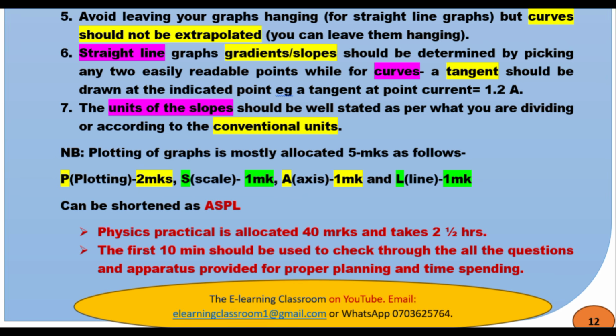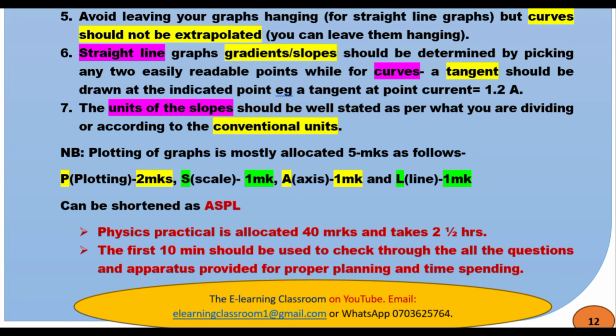For example, if they tell you to determine the gradient at 1.2 ampere, that means you should go straight to 1.2 ampere on the axis, then go straight to the point where the curve is touched, and draw a tangent there. Once you have the tangent, you treat it like a normal straight line, and find the slope normally. The units and the method of getting the slope will be normal.